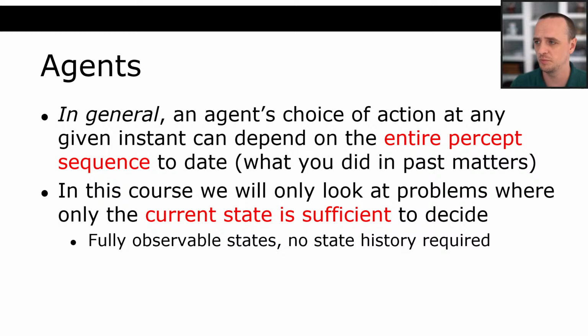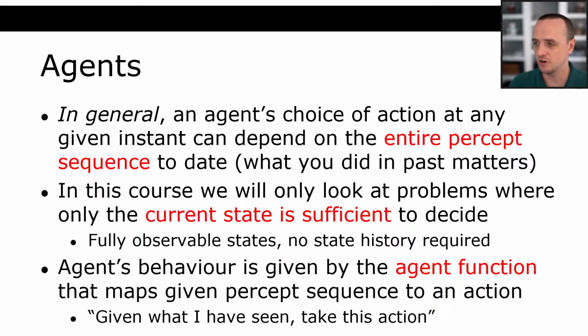So the agent's behavior is given by the agent function. There's no one agent function. This is the function or the software system that we use that's the AI system, right? So whenever someone tells you they have a system for AI, that's kind of the agent function. What the agent function does is it takes as input a percept sequence, and as output it gives the action. So given what I've seen so far, take this action. That's an agent's job: once it's given a goal, it perceives its environment, it takes an action, and does that infinite loop that we were talking about.